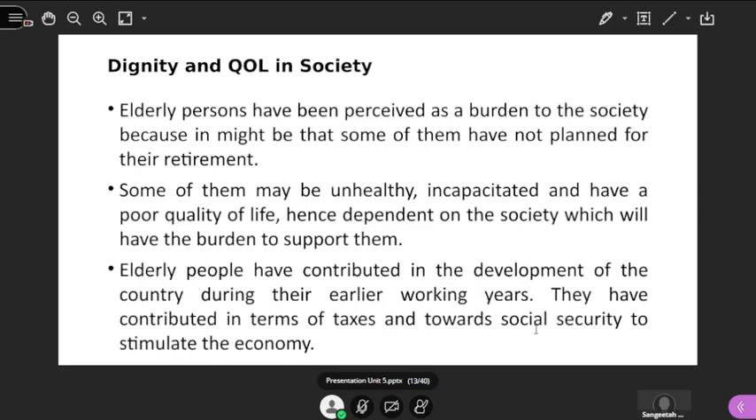All right. Now there are, like we said, dignity and quality of life. How are we going to do it step by step? Elderly persons have been perceived as a burden to society because it might be that some of them have not planned for their retirement.